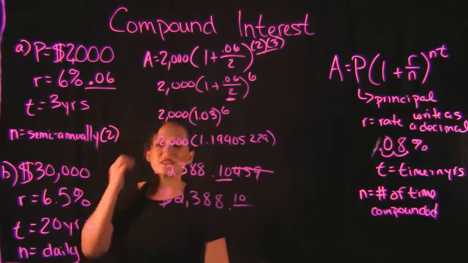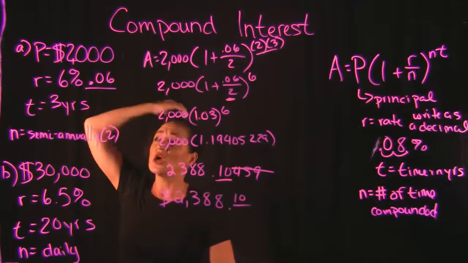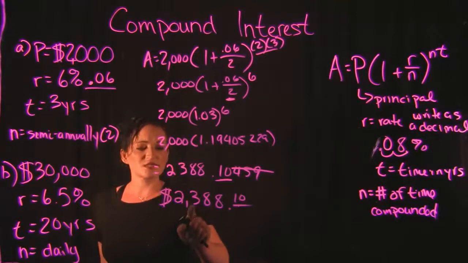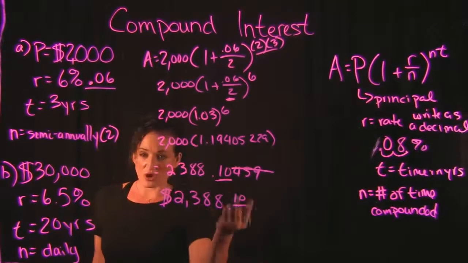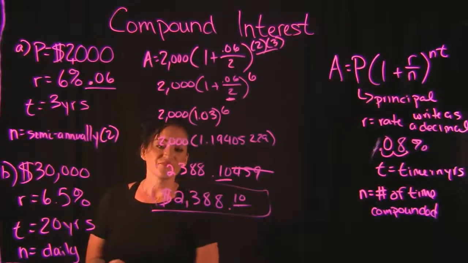$2,388.10. So what this means is, let's pretend this is an account that you deposited money. You put in $2,000. After those 3 years, it's earned that $388.10 of additional money that got added to it.